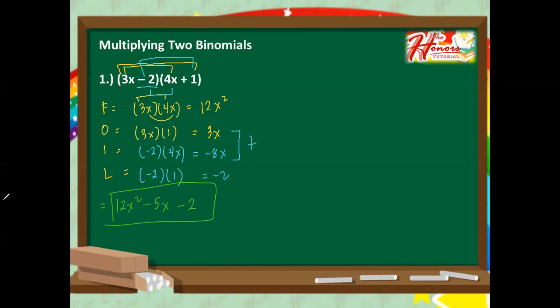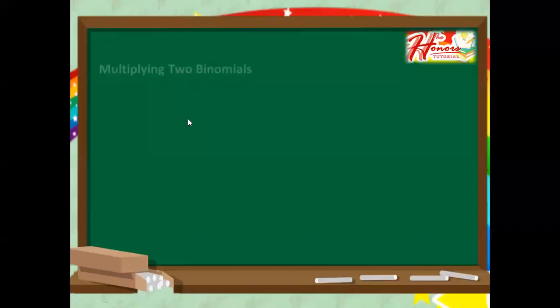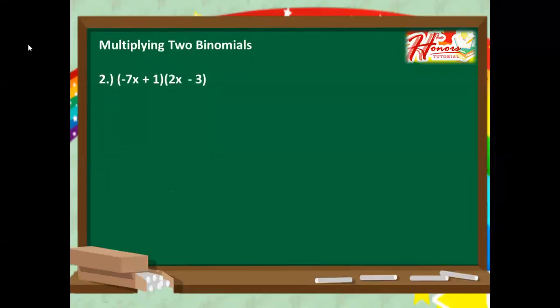Next, let's have another. We have here negative 7x plus 1 times 2x minus 3. A while ago, we used the FOIL method. Now let me show you the distributive method. So that is negative 7x times 2x. So let me show you. Negative 7x times 2x and then plus, always plus, negative 7 times negative 3. Negative 7x times negative 3. And then we are done with negative 7x.